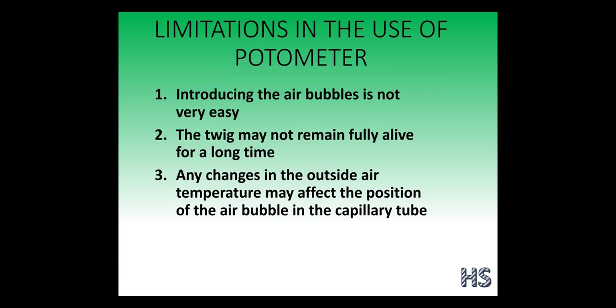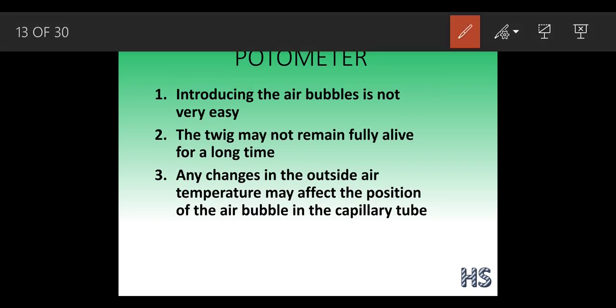See, we said that we have to insert the air bubble. Introducing an air bubble is not that easy. It is very difficult to take one bubble at a time. If 2 or 3 bubbles get inside the potometer, it becomes very difficult. So what should we do? We should just remove our thumb for 1 or 2 seconds, not more than that. If you remove the hand for longer, more air bubbles get introduced inside that capillary tube.